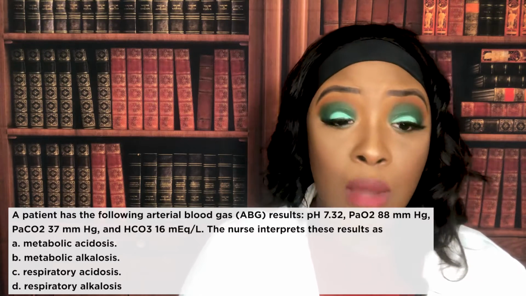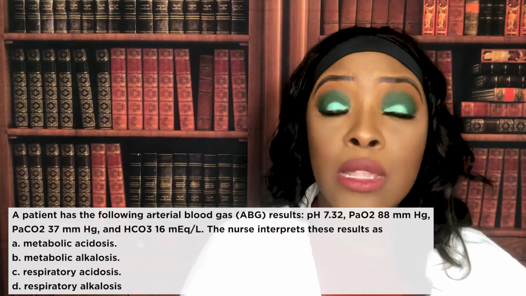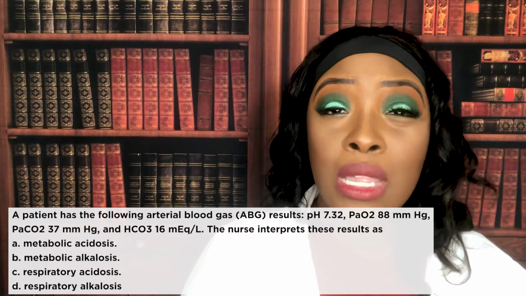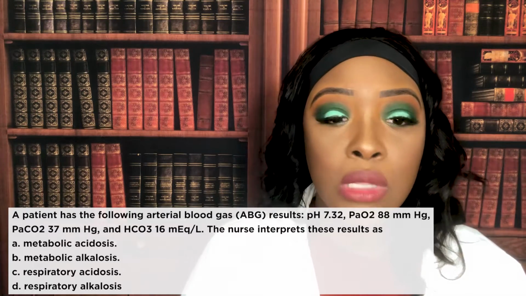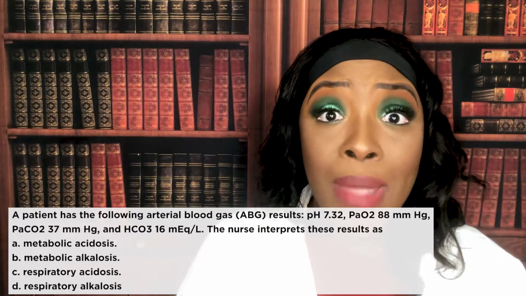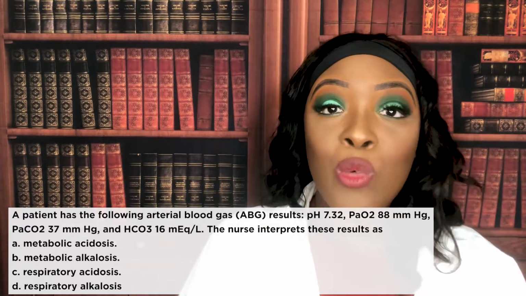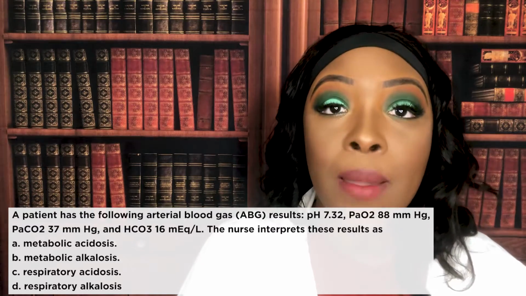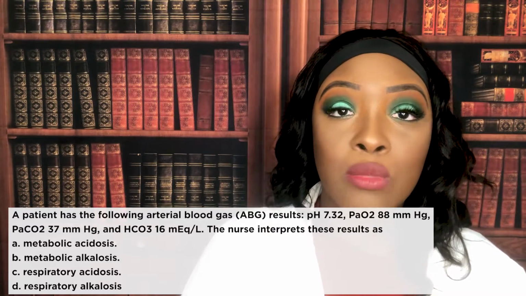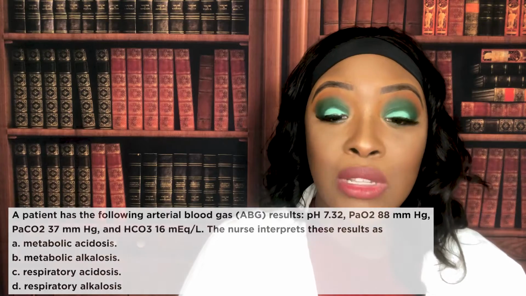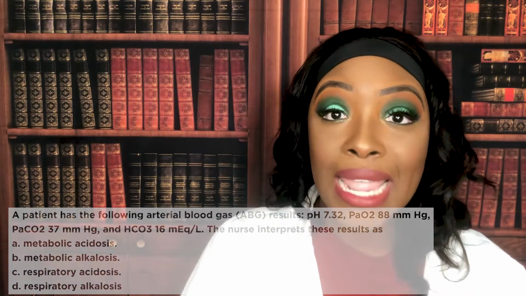Let's look at our bicarb. HCO3 should be 22 to 26 or 27, depending on the book that you're using. But whoa, our bicarb is way out of range. It's 16. So we know we're dealing with metabolic acidosis. We know it's acidosis again because we looked at the pH. And so the correct answer is A.